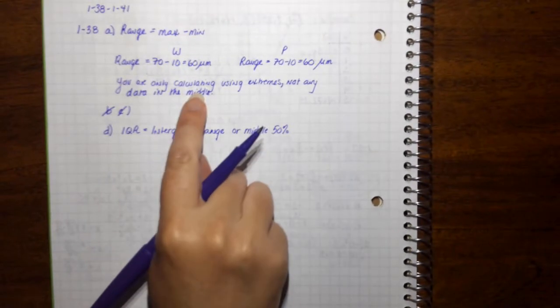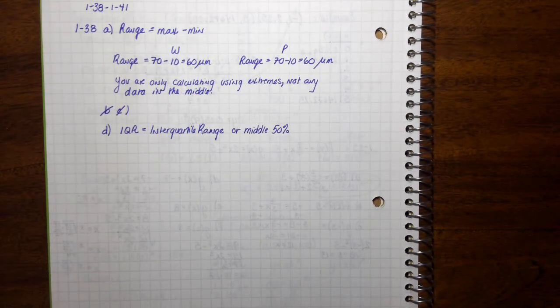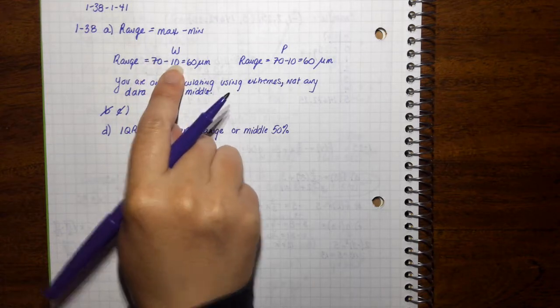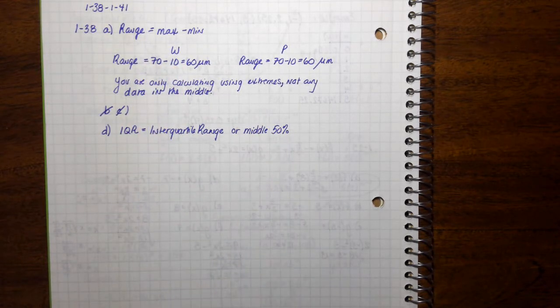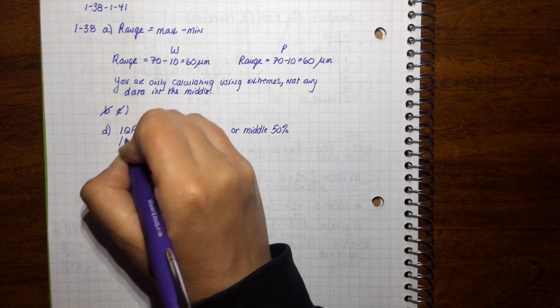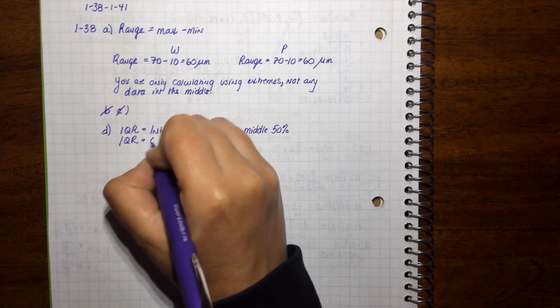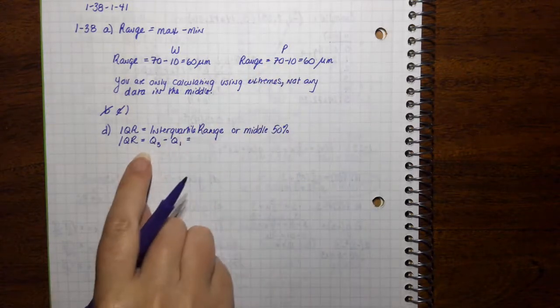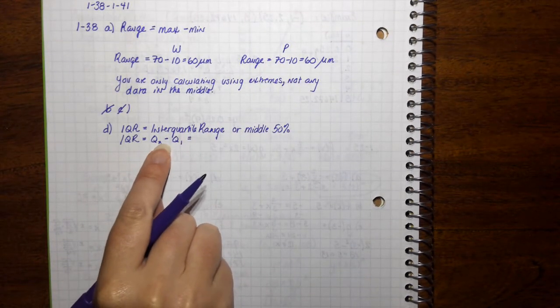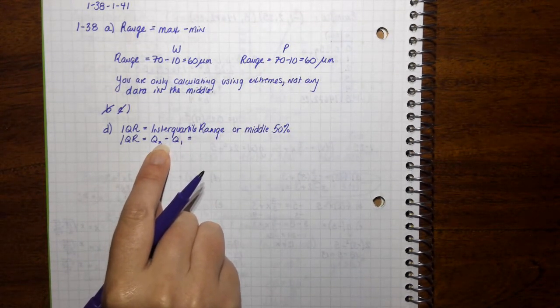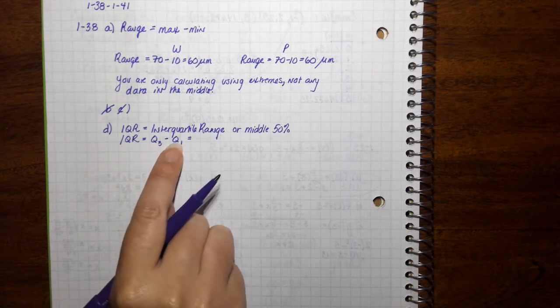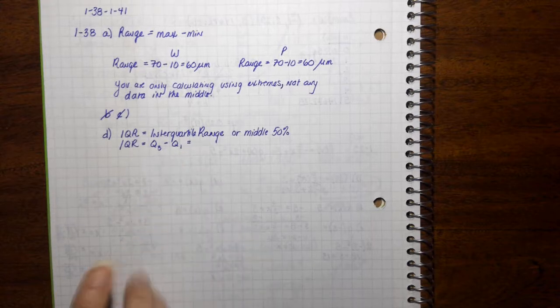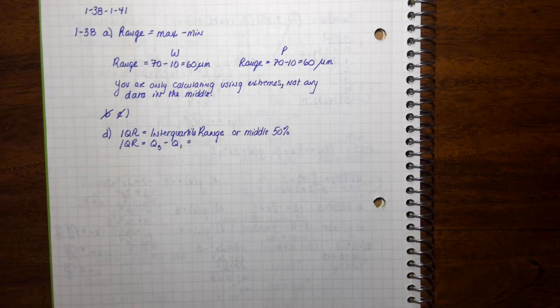See how this would be a better measure of spread than the range itself, because the range is just the extreme values. This takes into account the middle 50%. And we calculate that by doing quartile 3 minus quartile 1. Between quartile 3 and the median is 25% of the values, and between the median and quartile 1 is 25% of the values. So together that makes the middle 50% of the values.